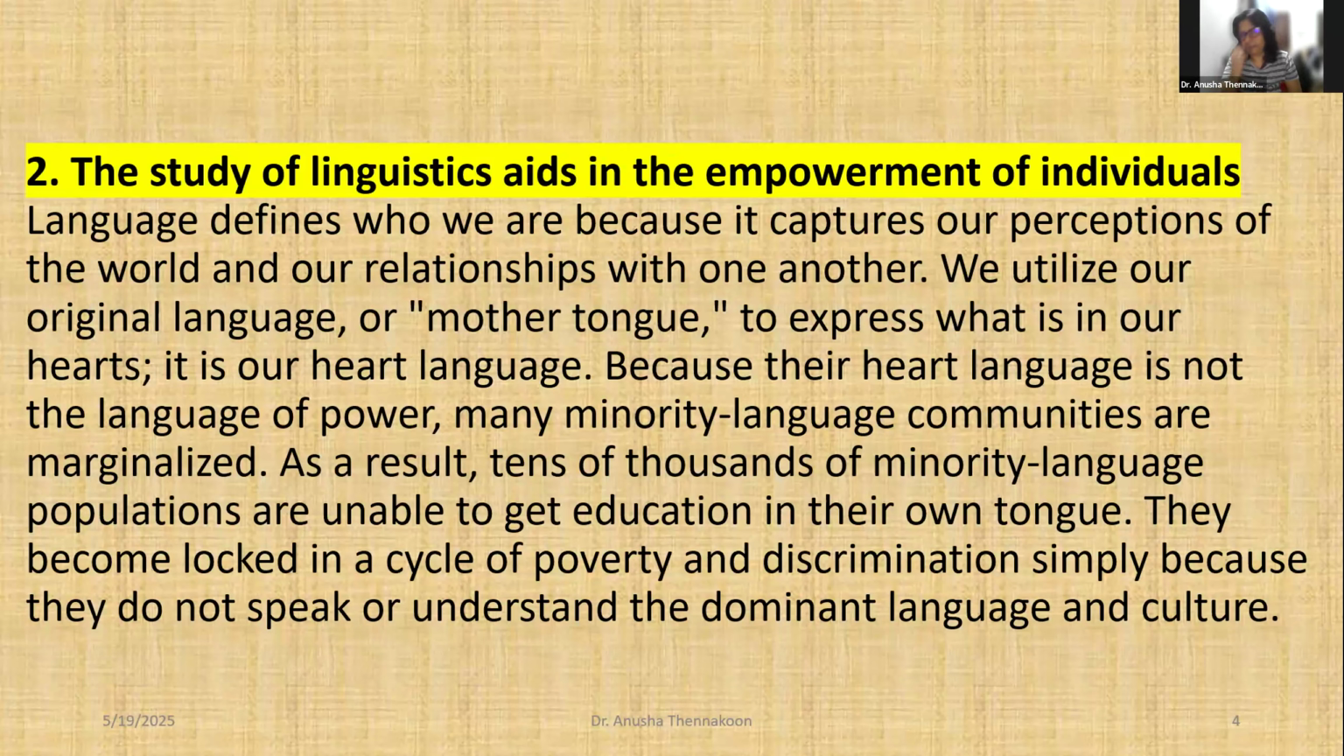But when you study linguistics and it helps you to learn languages, then you can come out of that marginalized arena or marginalized area. When you learn languages, the dominant language, let's take English, you can come out of that marginalized position.